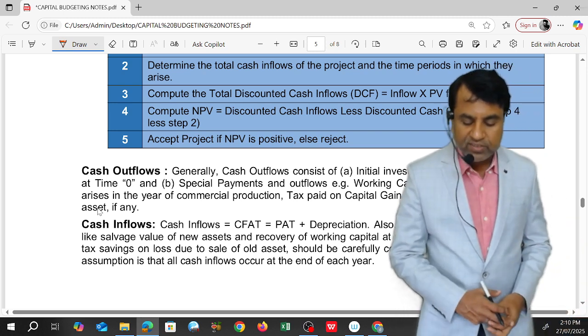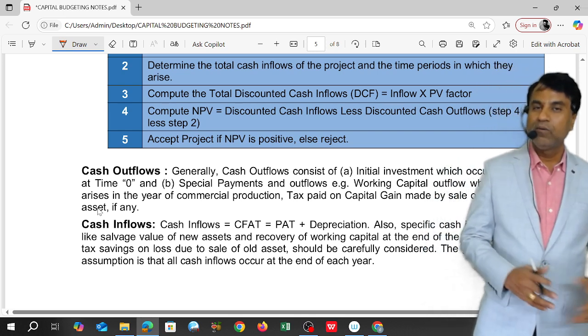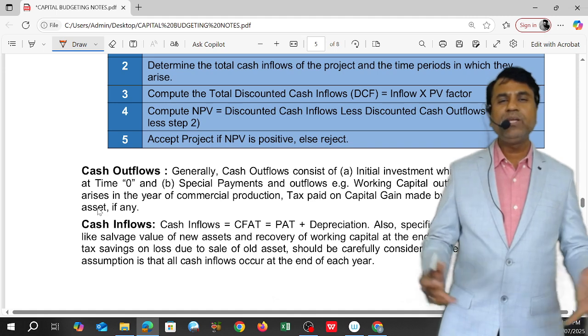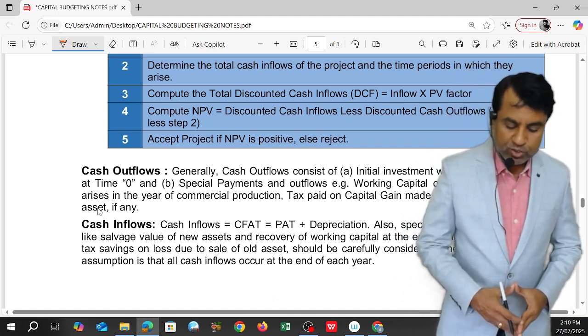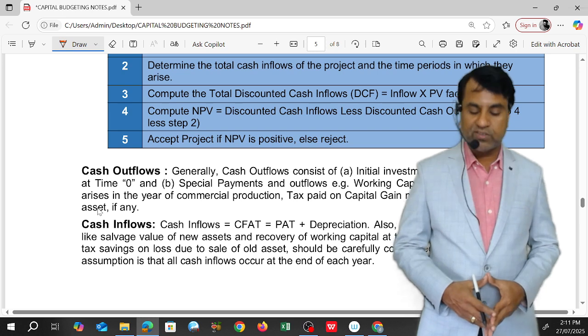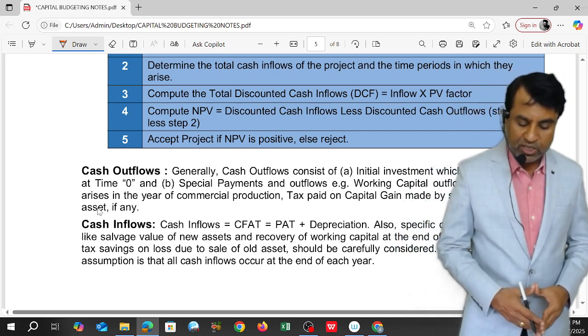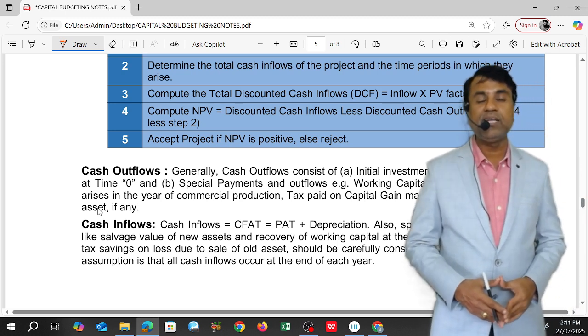Generally cash outflow consists of initial investment, that is the investment for the purchase of land and building, plant and machinery, furniture and fixture. Simply you can say it is asset cost, fixed asset cost there. Second, specific payments and outflows, for example working capital outflow which arises in the year of commercial production, tax paid on capital gain made by the sale of old asset if any.